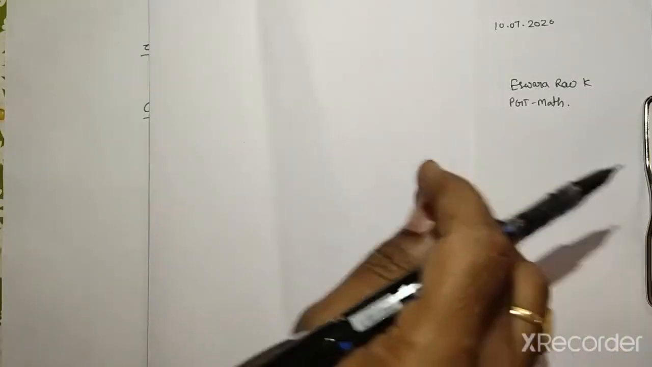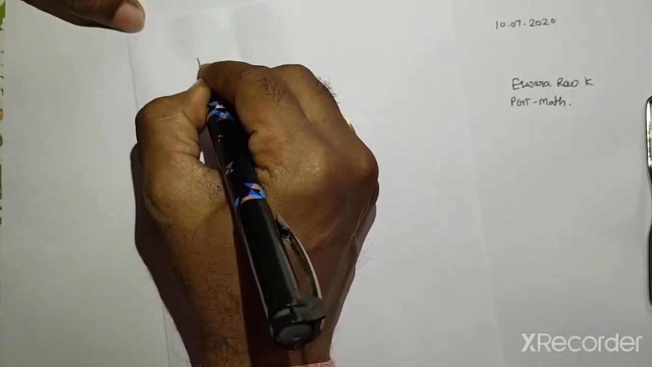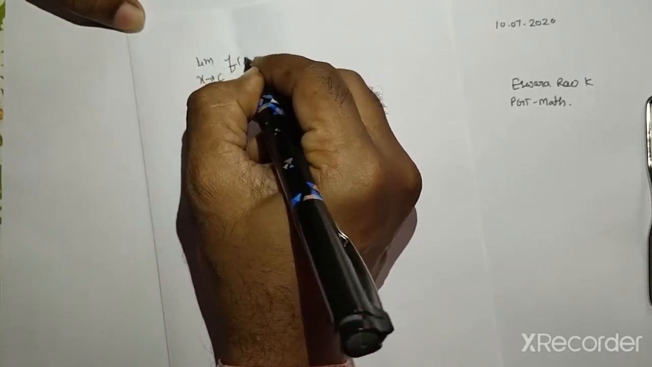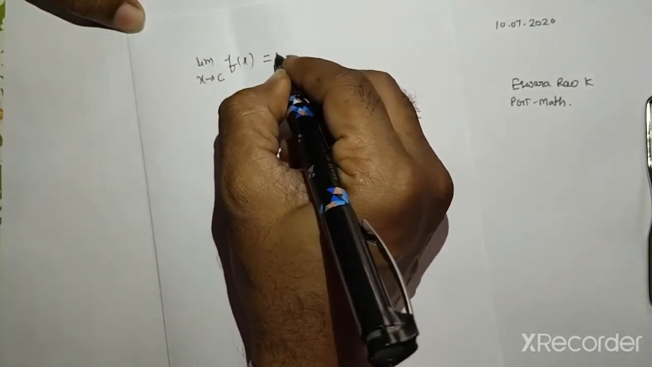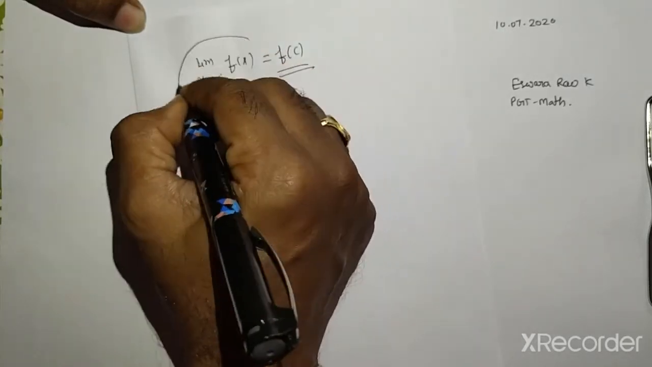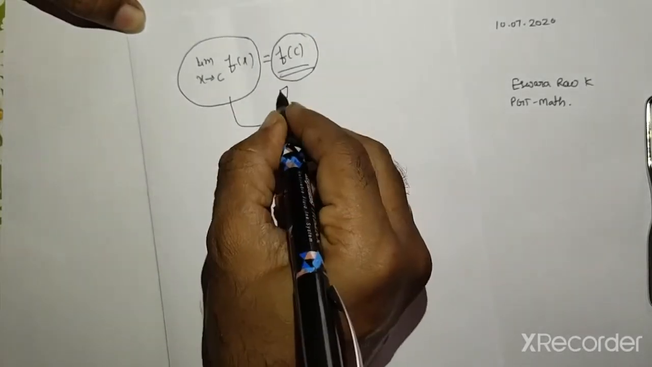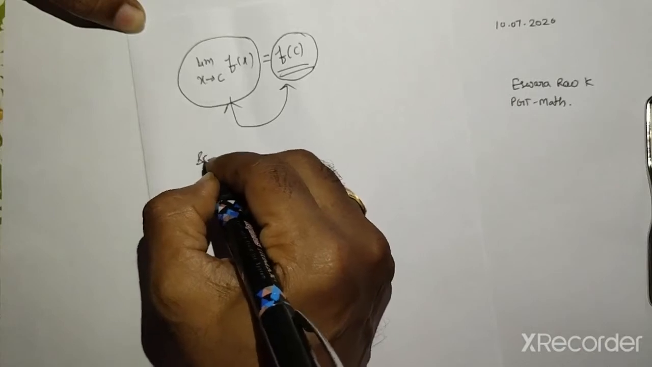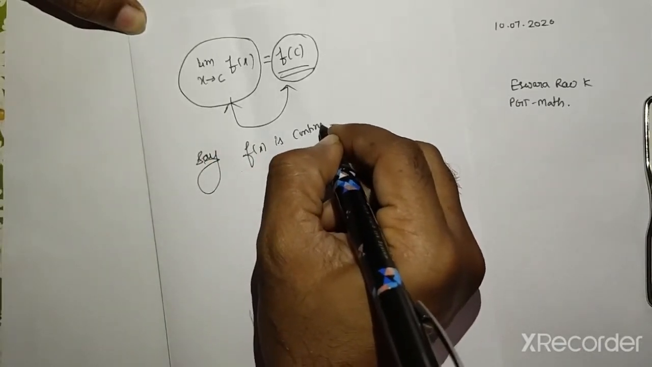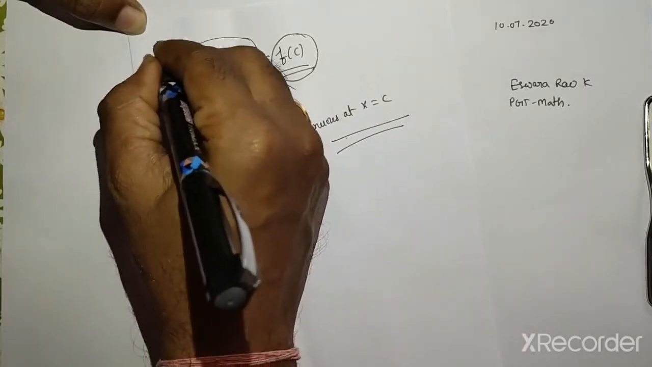So how to check whether the function is continuous or not? First, you will have to find out the limit of the function at x is equal to the point c, whatever they give. Then if this limit value is equal to the value of the function at x is equal to c, that is f of c, then you can say that f of x is continuous at x is equal to c. This is definition 1.